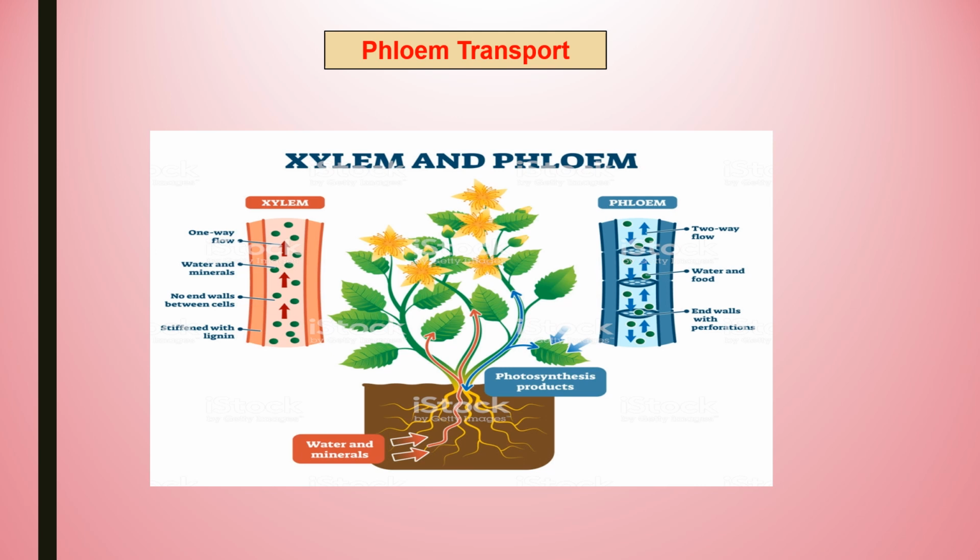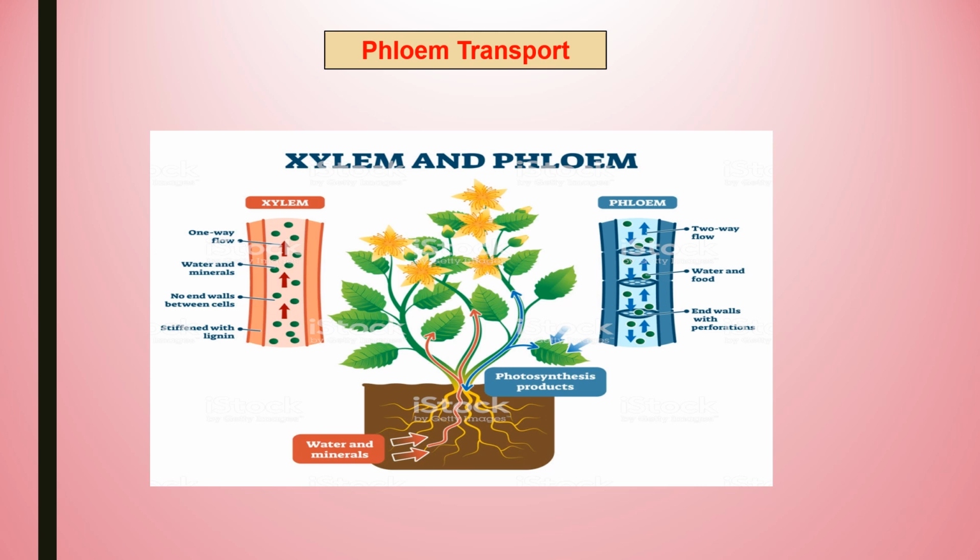That is bidirectional. Bi means two, both directions. You see in this diagram, the blue color is phloem, and the arrow mark is up and down. That is two-way flow. Water and food are flowing two ways. The cells have end walls. All the cells are circular in shape. They have end walls in the phloem.